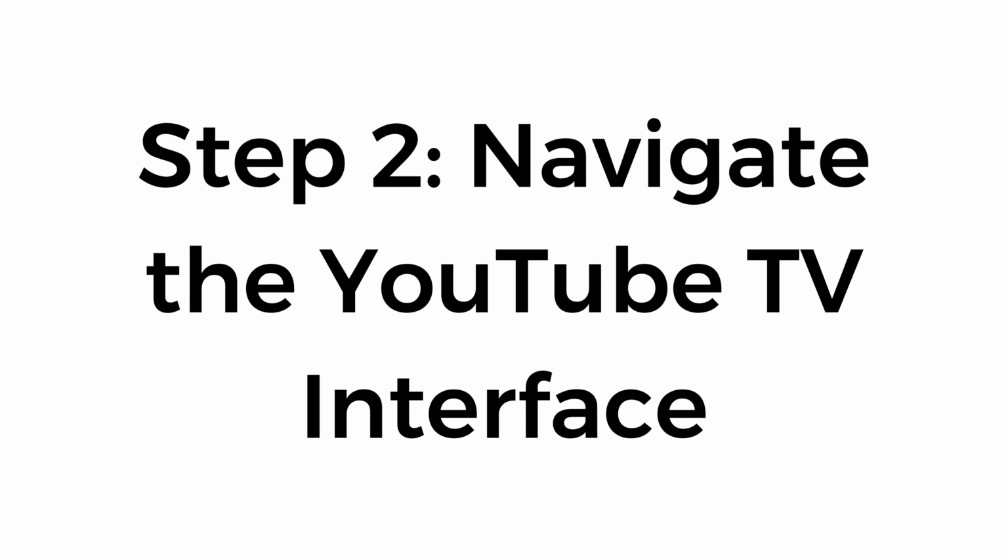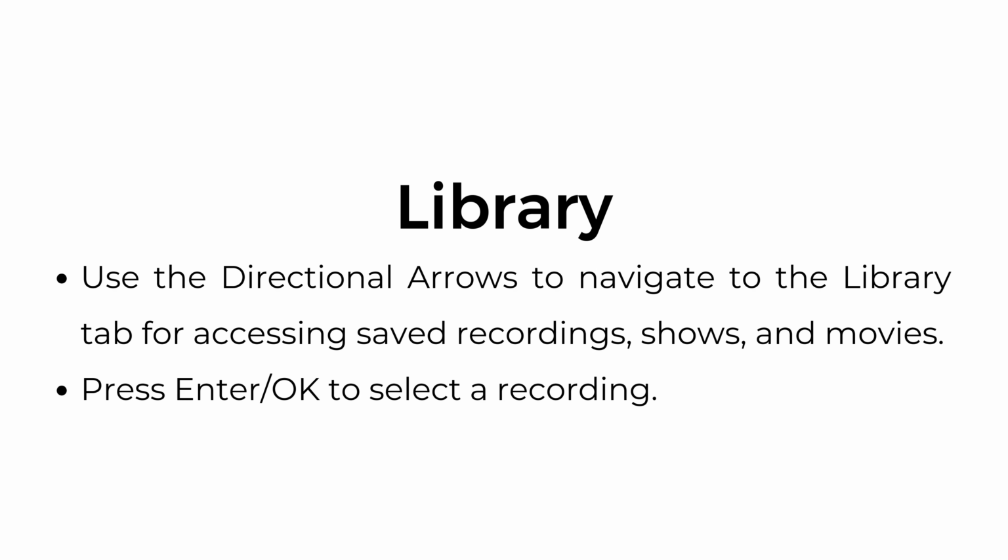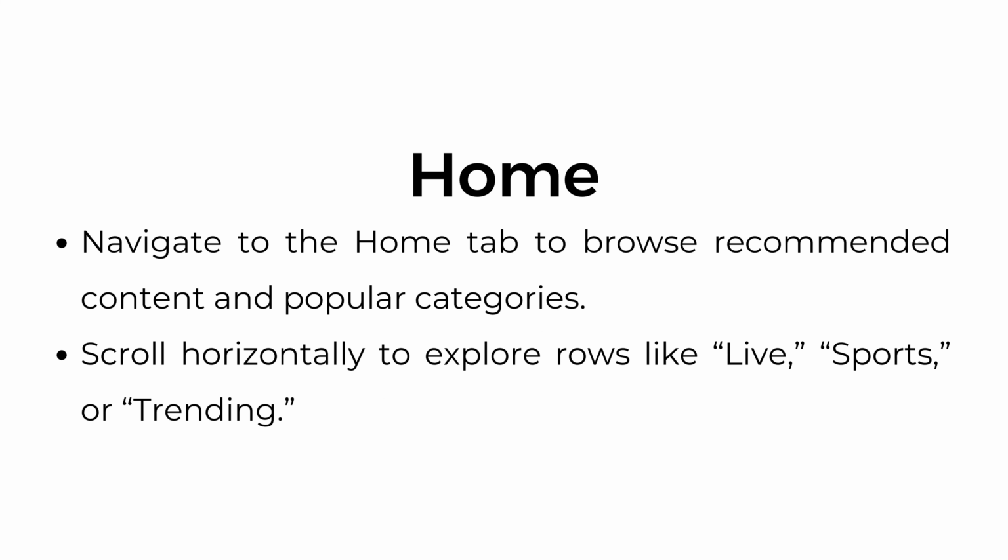Step 2. Navigate the YouTube TV interface. Library. Use the directional arrows to navigate to the Library tab for accessing saved recordings, shows, and movies. Press Enter or OK to select a recording. Home. Navigate to the Home tab to browse recommended content and popular categories. Scroll horizontally to explore rows like Live, Sports, or Trending.